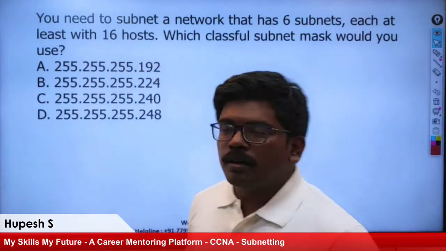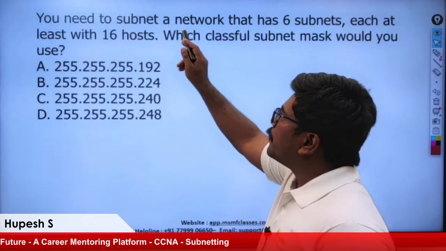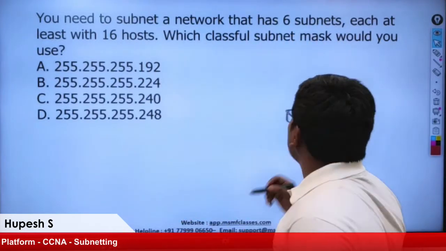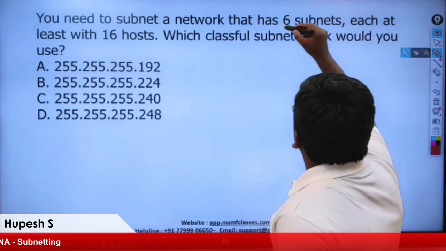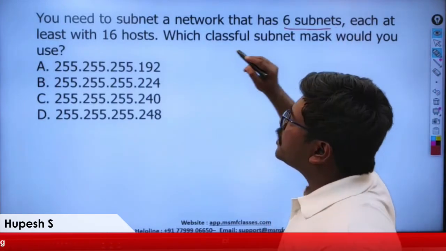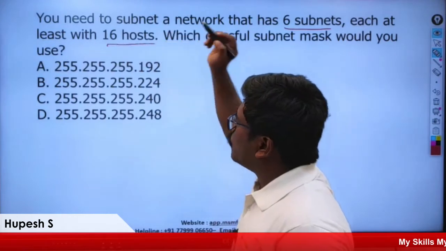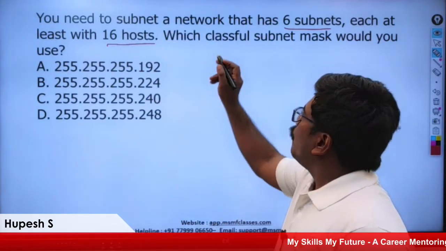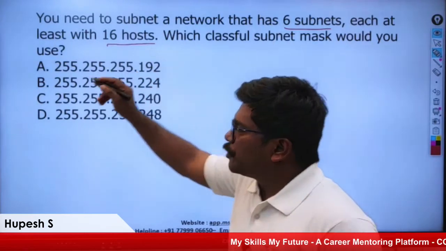So the question here is you need to subnet a network that has 6 subnets. It is saying that it has to be divided into 6 subnets, each with at least 16 hosts. And they are asking you to find out which classful subnet mask you would use.